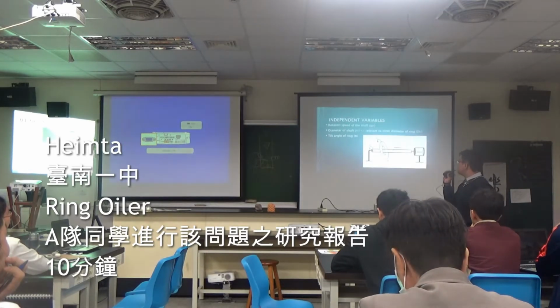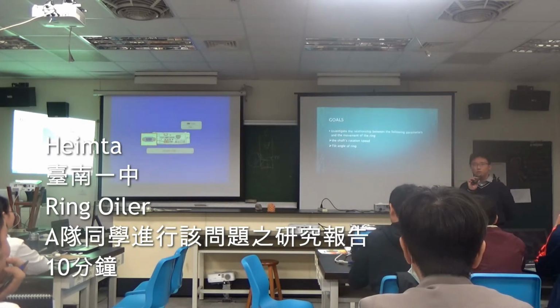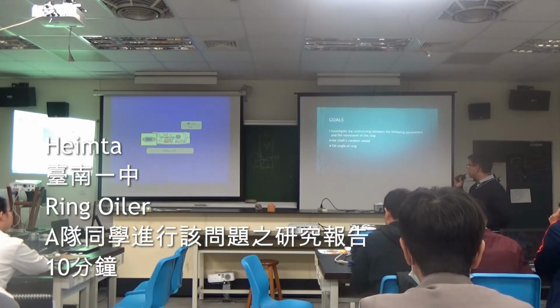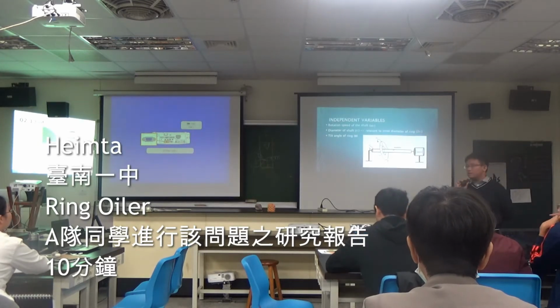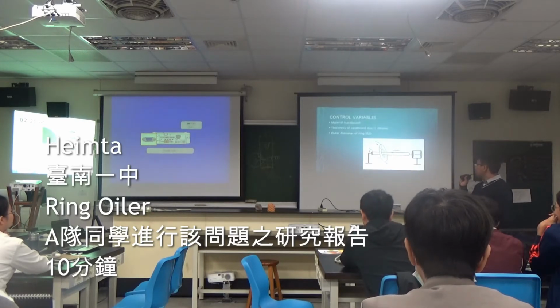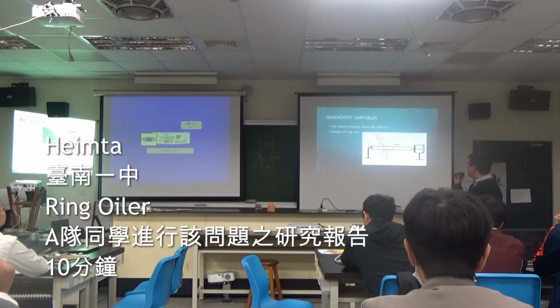Okay, so our goals are to investigate the relationship between the following parameters and the movement of the ring. First is the shaft rotation speed, and next is the tilt angle of the ring. Our independent variables are first the rotation speed of the shaft, next the diameter of the shaft, which is relevant to the inner diameter of the ring, and then thirdly is the tilt angle of the ring. Our control variables would be the material, which is cardboard, and the thickness of the cardboard disc, which is 1 mm, and the outer diameter of the ring. Our dependent variables would be the speed traveling down the shaft and omega of the ring.